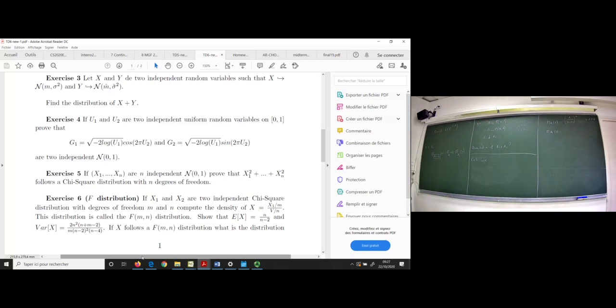I have the same for the other random variable because they have the same distribution, just the parameters are changing. It's lambda over lambda minus t to the power b, where lambda minus t is also strictly positive. And now I just use this one, I multiply, and I will recognize something I know.